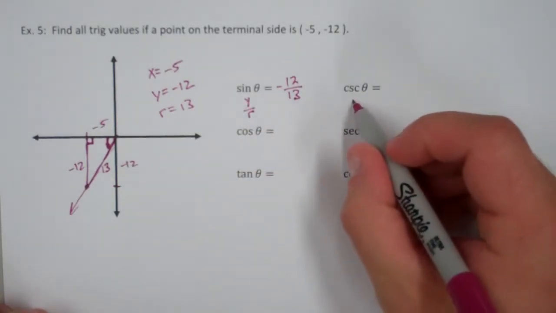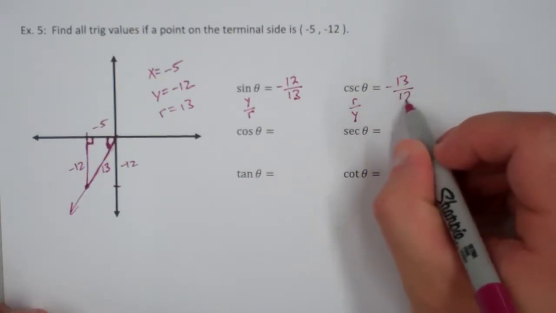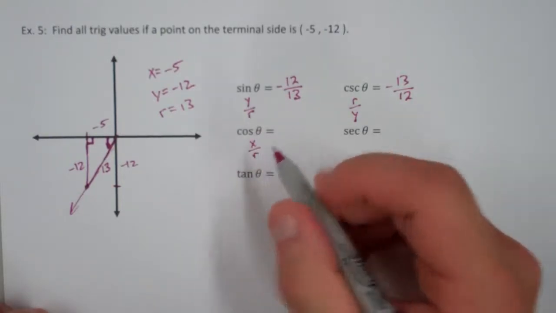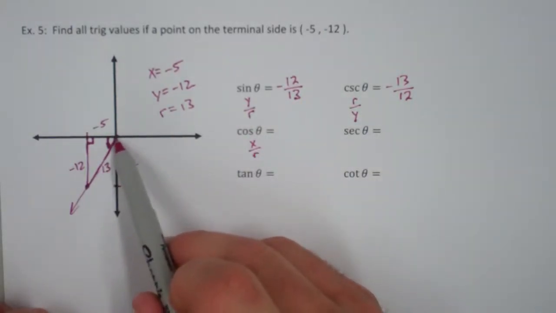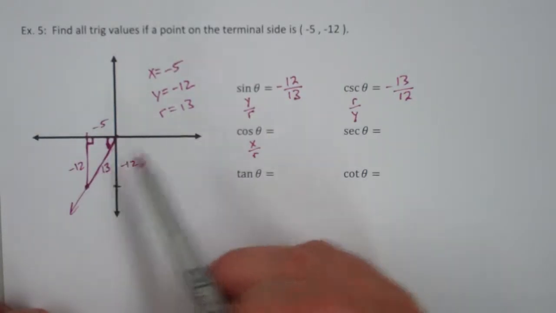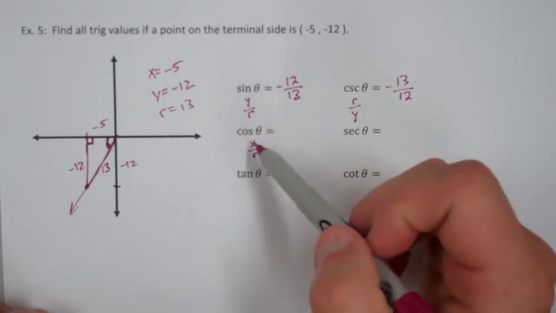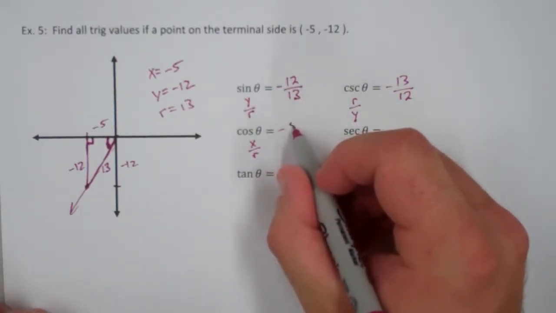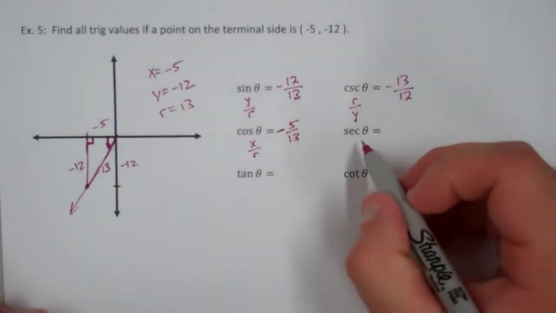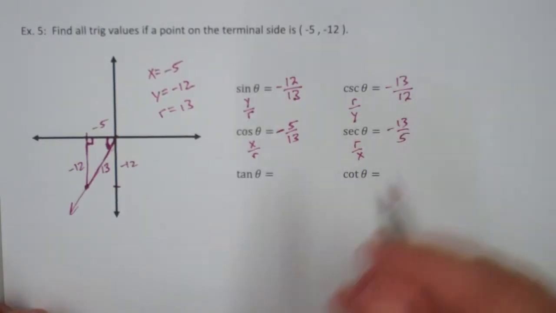Sine is y over r, cosecant is r over y. We'll just use the reciprocal here. That's -13 over 12. The cosine is x over r. It's still adjacent over hypotenuse, and you can do that here. So you could say the adjacent side of this angle is -5, and then the hypotenuse is 13, or if you found your x, y, and your r, -5 over 13 would work, and it's exactly the same thing. The secant then will be r over x, so that's -13 over 5.